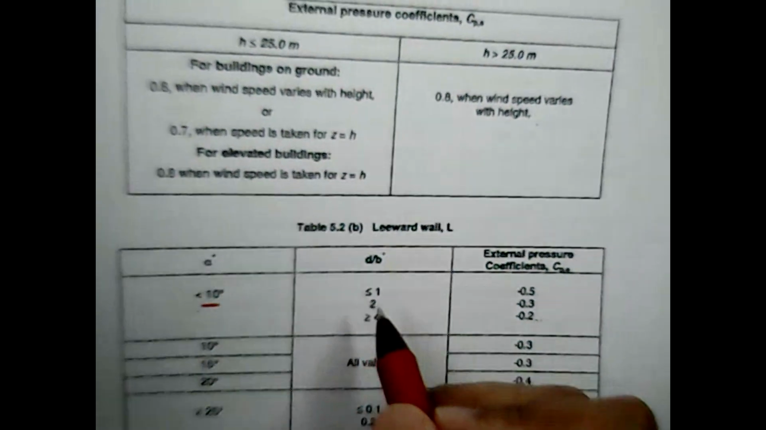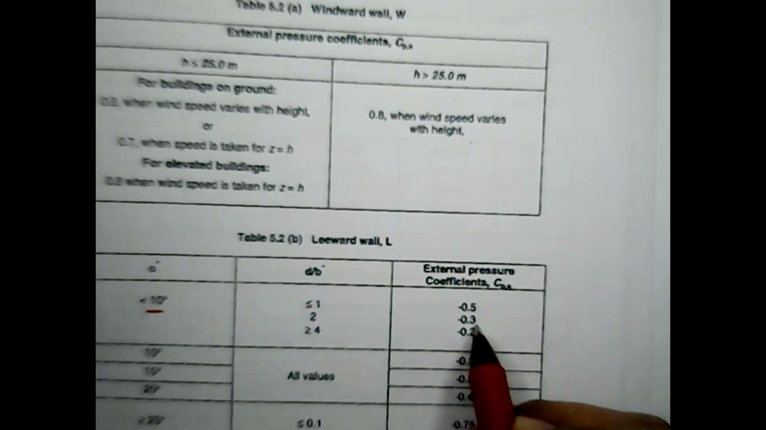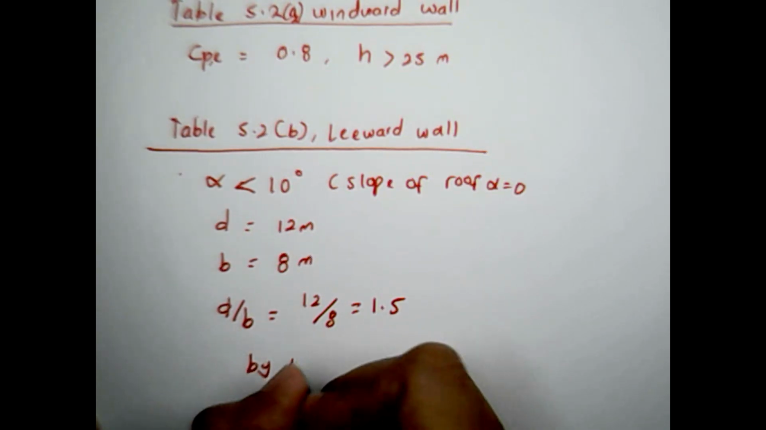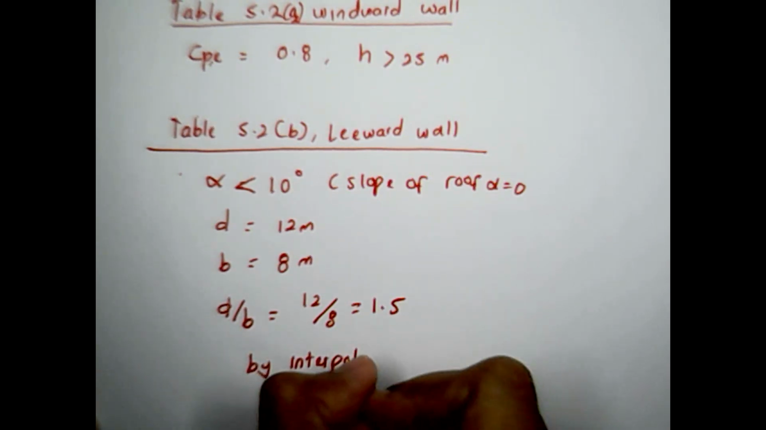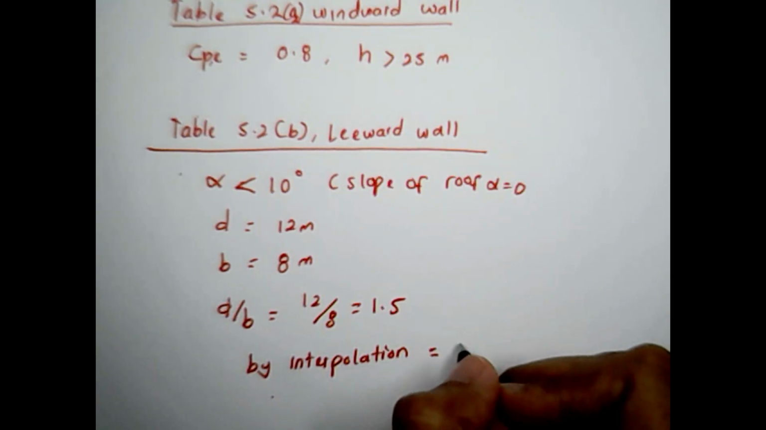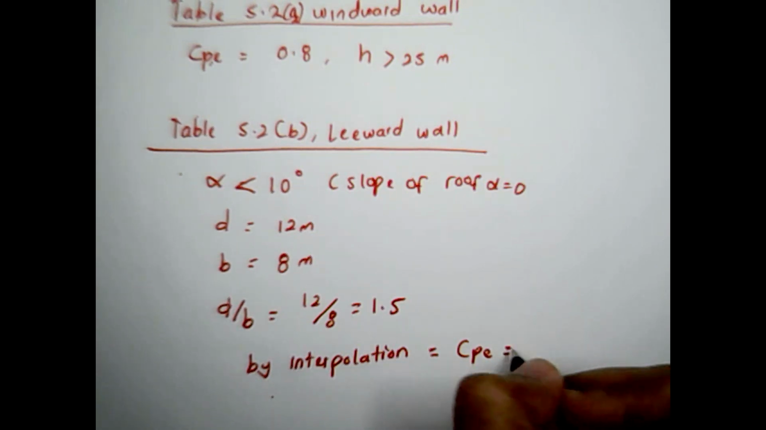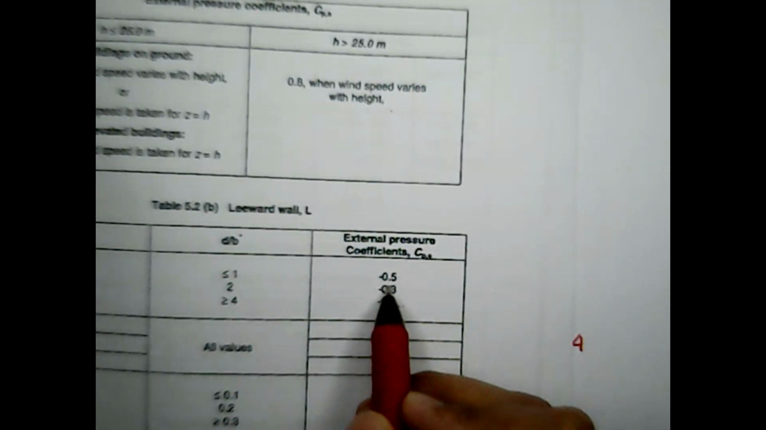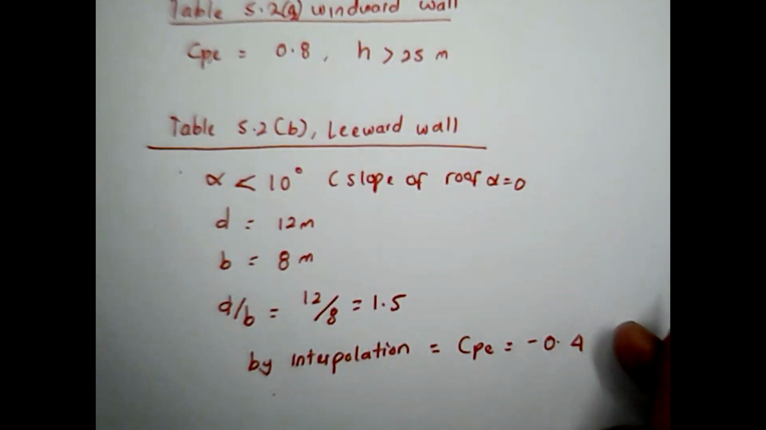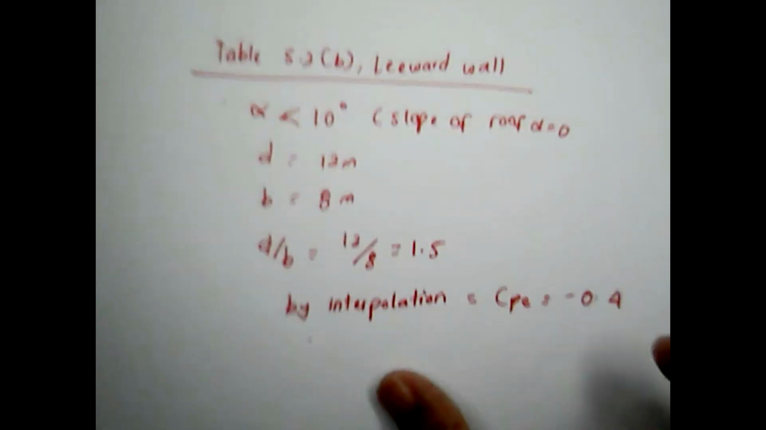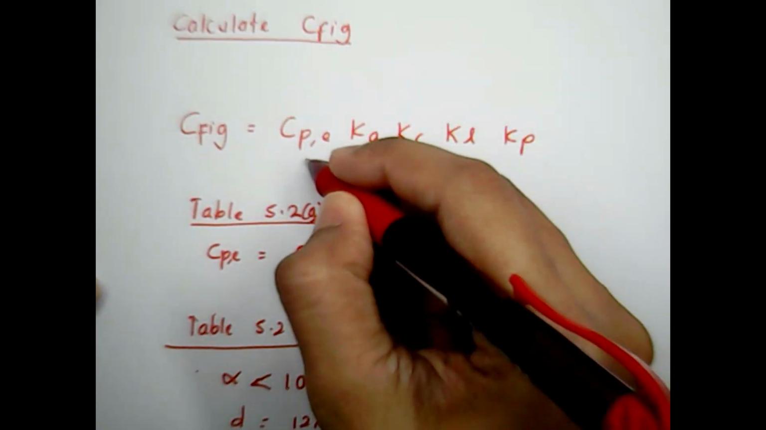So we have to do the interpolation between 0.5 and negative 0.5 and negative 0.3 together with this and this. By doing the interpolations, which I have previously calculated, you will get the CPE value equivalent to negative 0.4. So you will get negative 0.4 in between. All right, so then you have the CPE value. So now we know that we already have our CPE value.